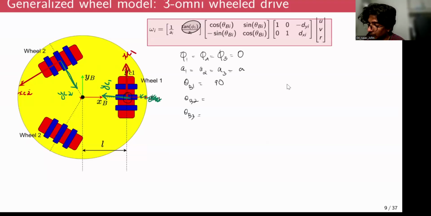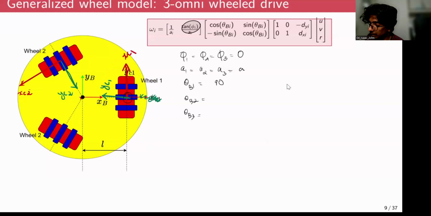You basically know that all the three wheels are oriented 120 degrees apart. The second wheel is oriented 120 degrees with respect to the first wheel, and the third wheel is oriented 120 degrees with respect to the second wheel, and 240 degrees with respect to the first wheel. So YC1 has already got a 90 degrees head start with respect to XB and YB.